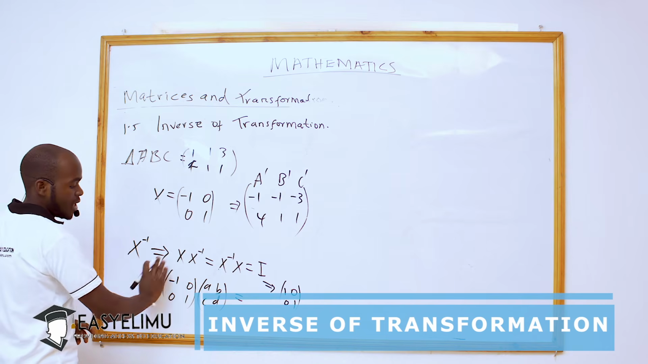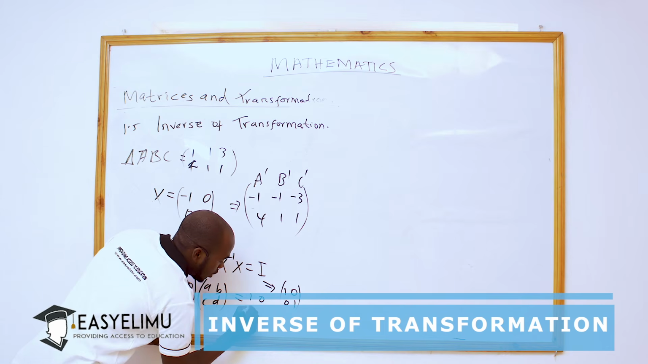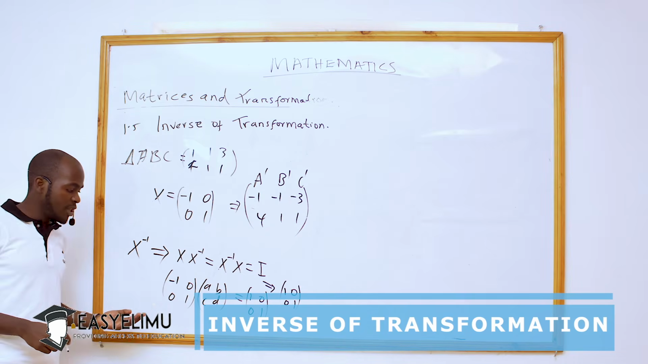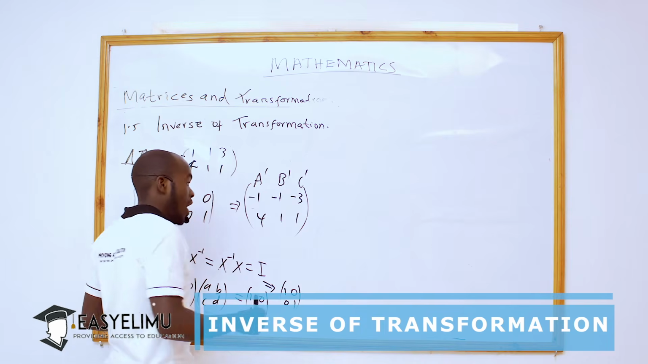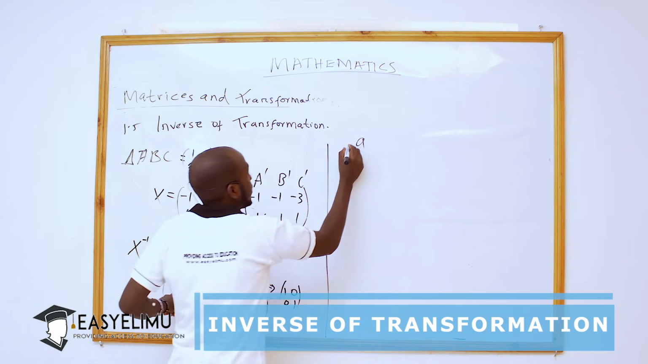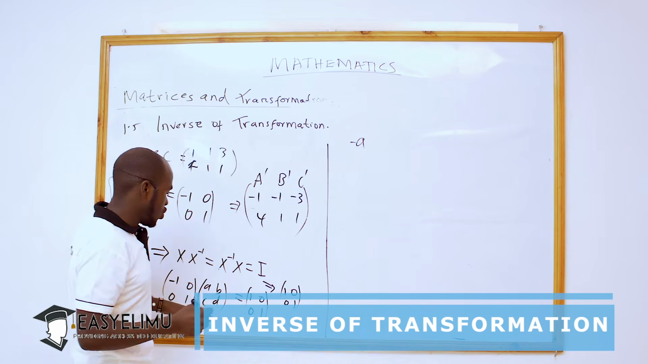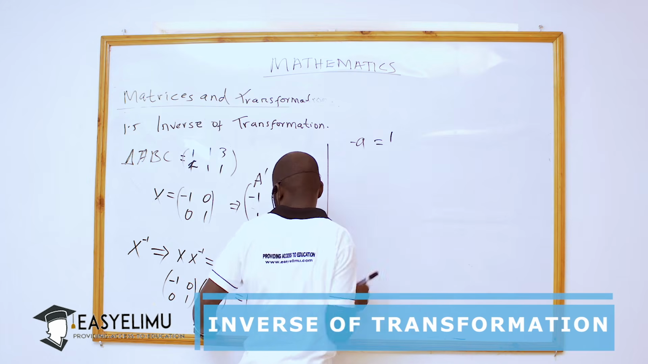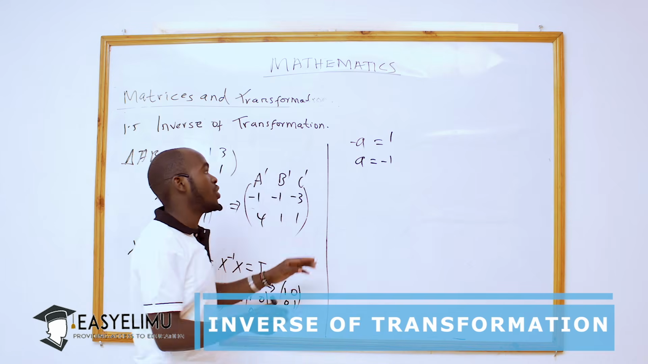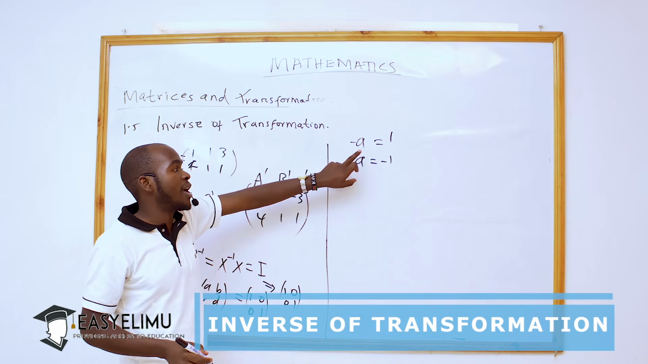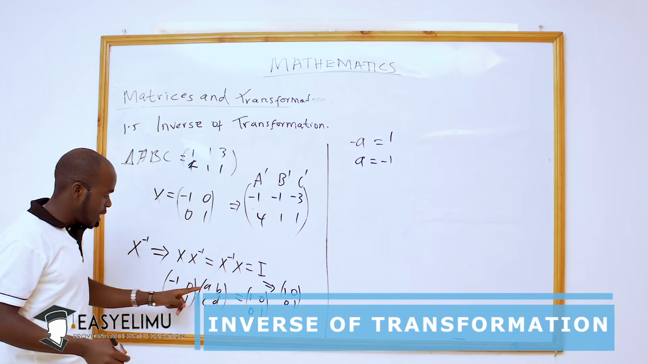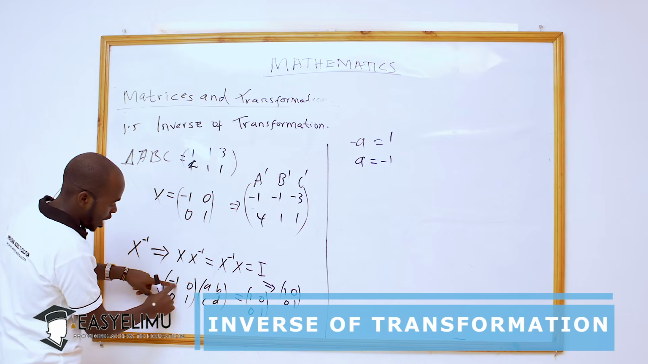Just taking this one backward and this one, you should get 1, 0, 0, 1 as an identity matrix. And if you perform this way, you shall get your value to be a. This one will be negative a plus 0, which is equal to 1, meaning that our a will be negative 1, because if you divide both sides by negative 1, you shall get our a being negative 1.